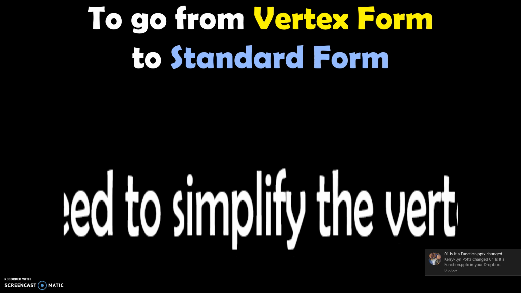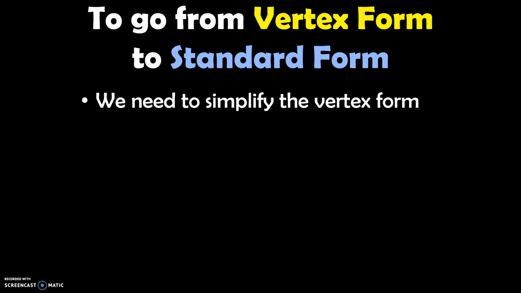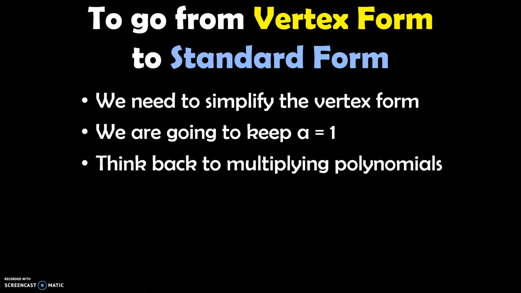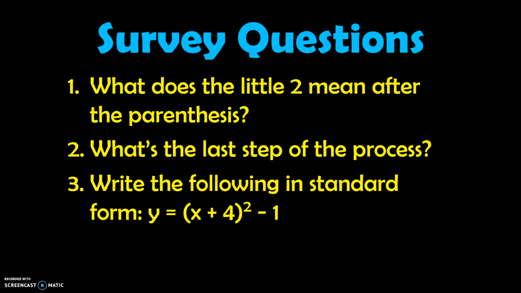Again, to go from vertex form to standard form, we've got to simplify it. We're going to keep a as 1 in this class, think back to how we multiplied our polynomials, and then we combined our like terms. Here's your survey.